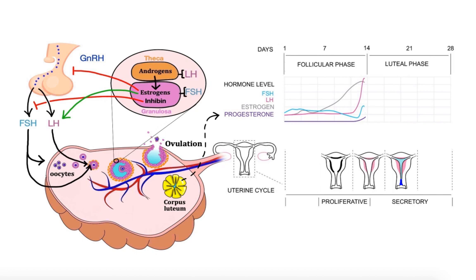Now, going back to our graph, during the first few days following ovulation, the corpus luteum secretes high levels of progesterone as well as lower levels of estrogen.